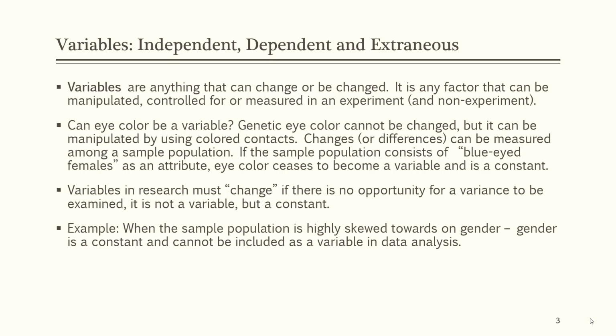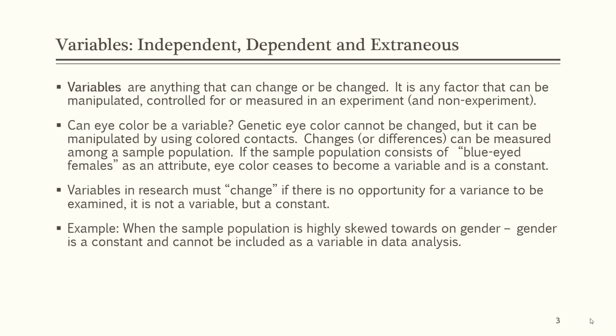As we get more in depth into multivariate analysis and factorial analysis, there are some variables that we want to hold as a constant, and we'll learn some statistical procedures for doing that. But that's the simplest way to understand it: if for whatever reason your sample consists of females with blue eyes, then gender ceases to become a variable. Everybody in the sample is the same, and eye color ceases to become a variable. So the variables must change or there's no opportunity for variance to explore.